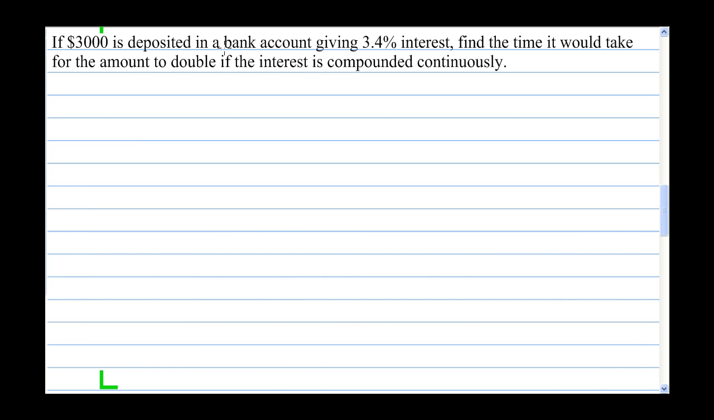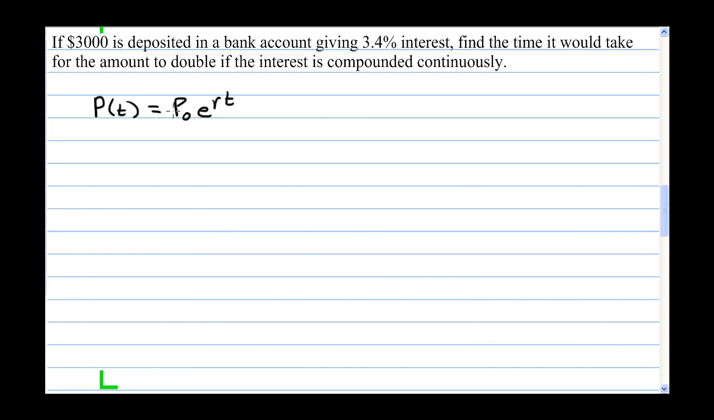If $3,000 is deposited in a bank account giving 3.4% interest, find the time it would take for the amount to double if the interest is compounded continuously. So the compounded continuously formula is P of t equals P sub 0 e to the RT, and there are other variables we can use. E is going to stay the same, of course. Sometimes we see A e to the KT, but this is the one we use for money.